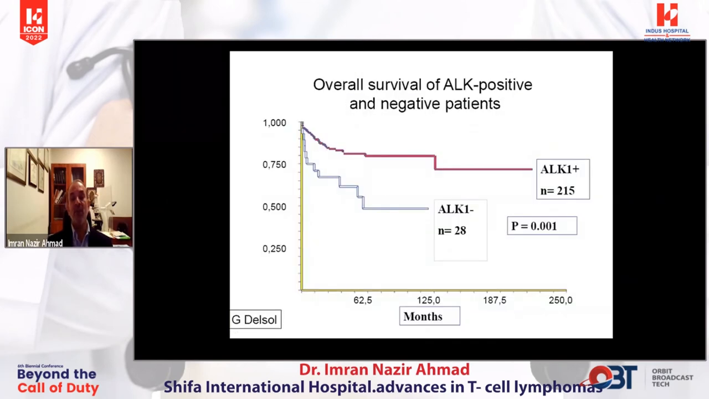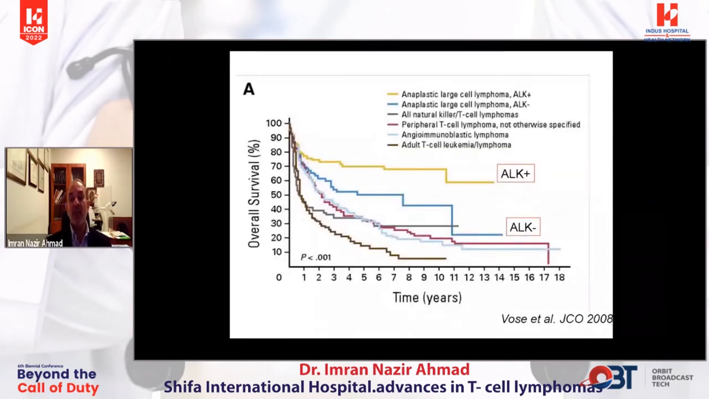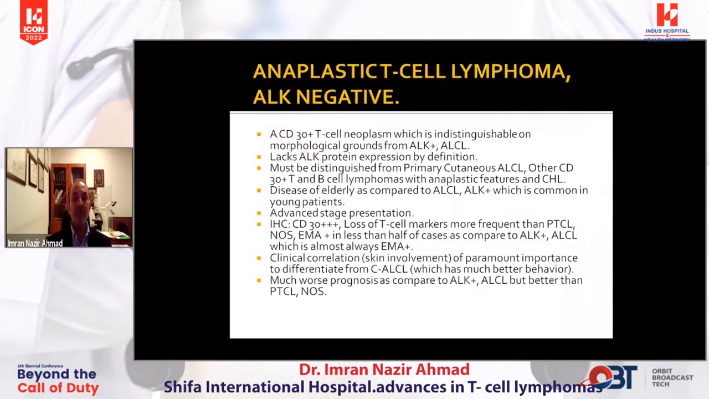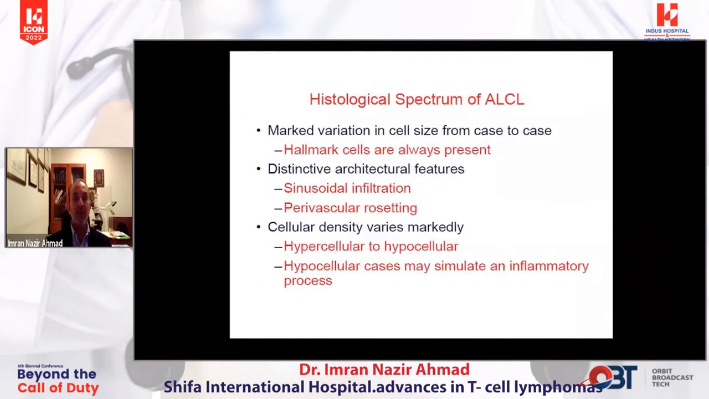ALK positive lymphomas do much better than ALK negative lymphomas, and ALK negative lymphomas still do better than the rest of the T-cell lymphomas. So just to make one point, that these lymphomas do relatively better. I would skip this slide for the time's sake, and I would go to the spectrum of the ALCL. We can have, of course, the hallmark cells, which are the kidney-shaped cells or the cells with eccentric, eosinophilic cytoplasm and eccentric nucleus. They should be there, at least in a minority.